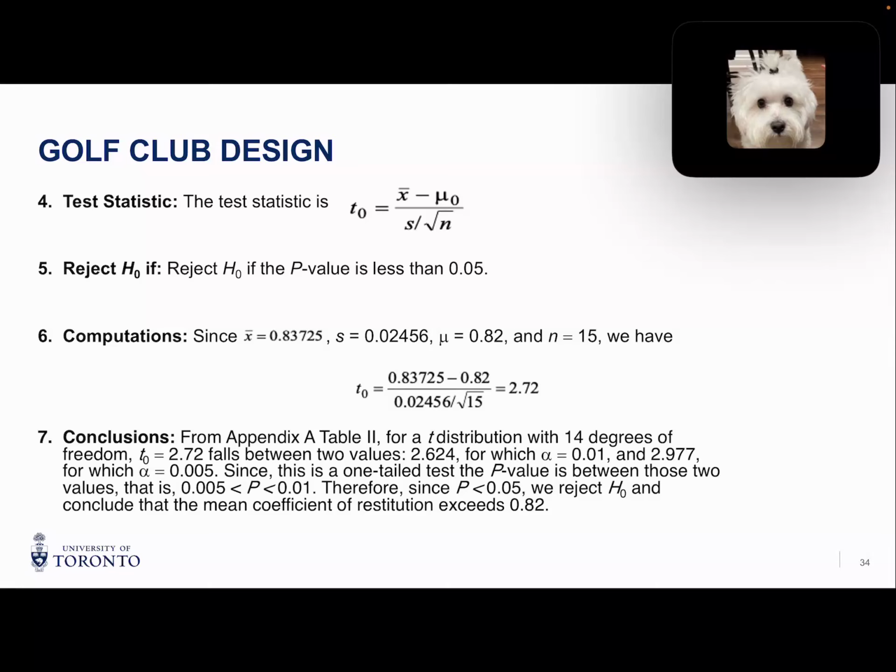All right, now we've got to look at a table. For the normal distribution, like back of your head, 1.96 for 0.05 two-sided. For this one, I'd have to look. We have 14 degrees of freedom. T0, 2.72, falls between two values, 0.01 and 0.005. Doesn't matter. If I were looking at a table, I can't get the exact value.